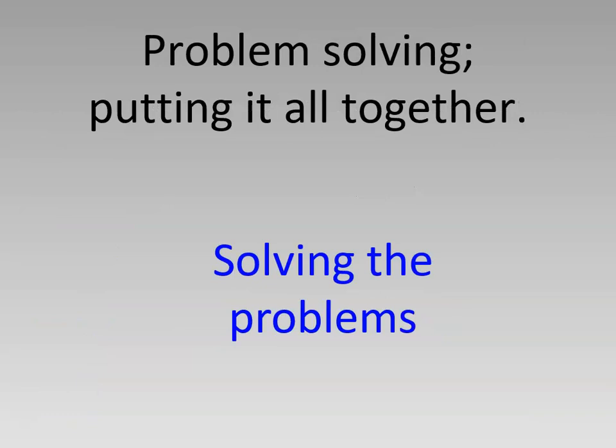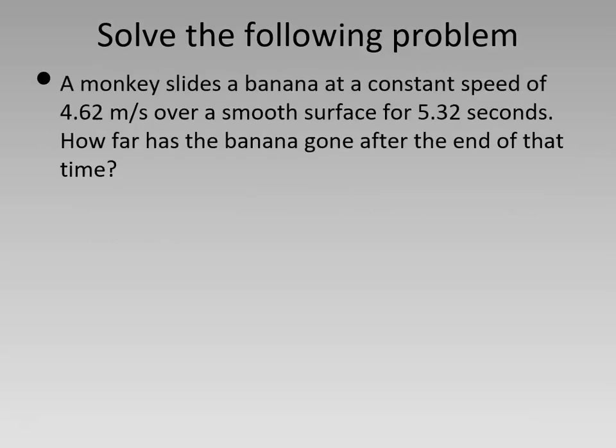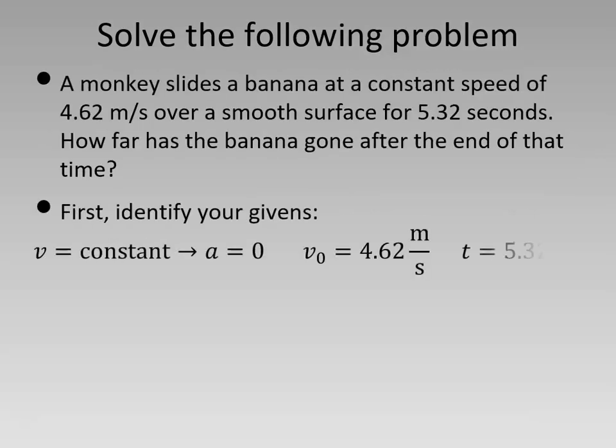So now how do we solve these problems? Let's consider a monkey sliding a banana at constant speed of 4.62 meters per second over a smooth surface for 5.32 seconds. How far has the banana gone after the end of that time? Okay, well, let's identify the givens. Well, it says it's a constant speed, and since we're working in one dimension, we're going to figure that that means a constant velocity, which means the acceleration is 0. So v naught is given, time is given, we're asked how far it went. Delta x equals question mark.